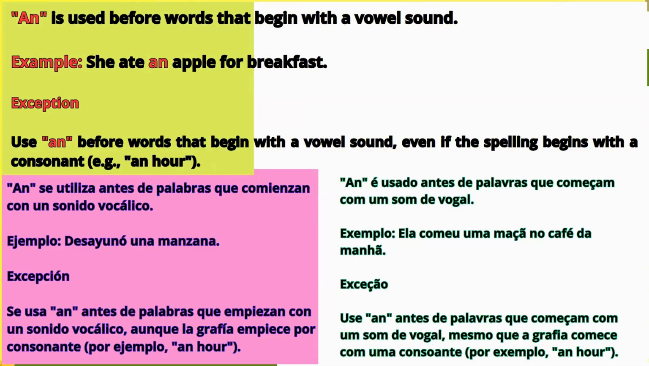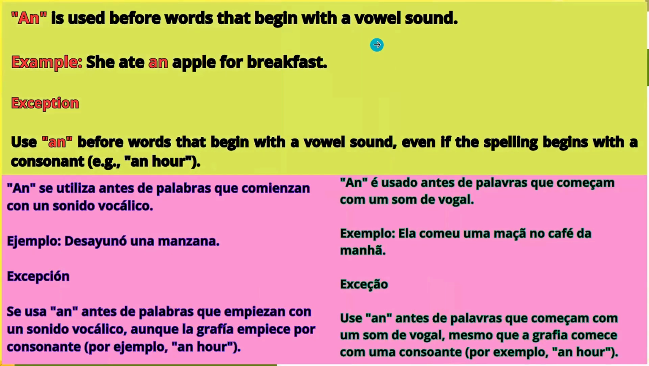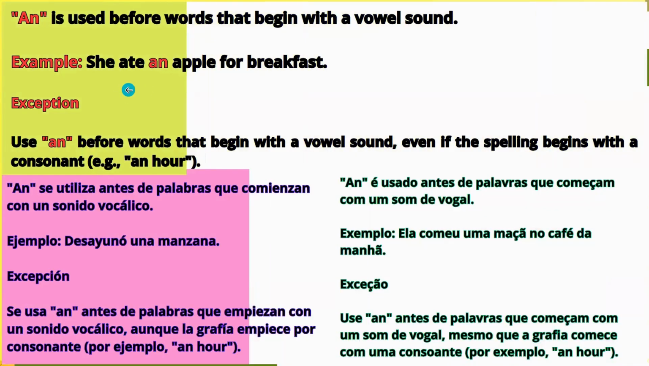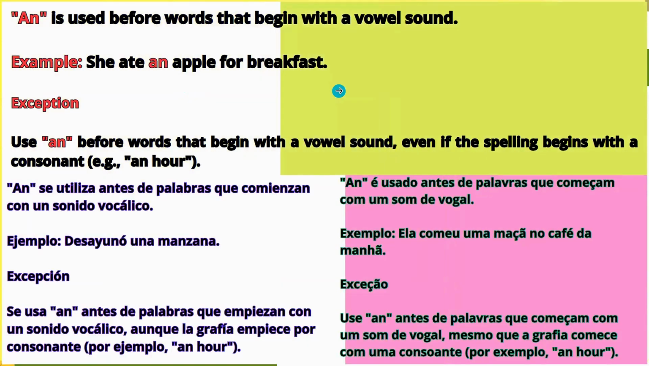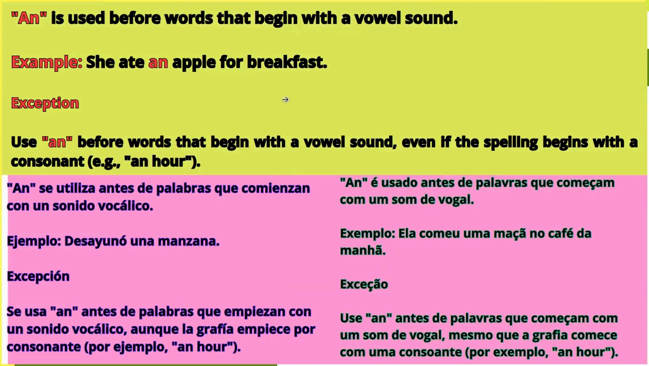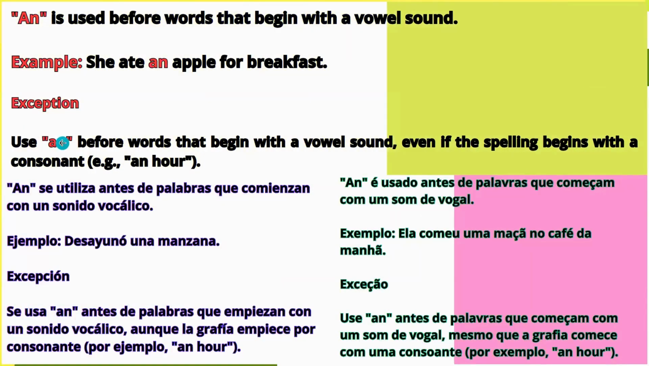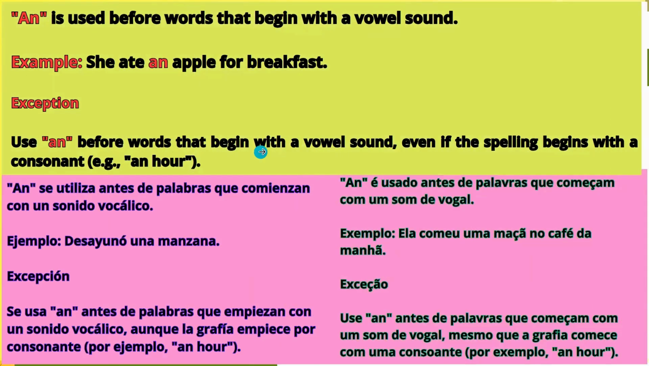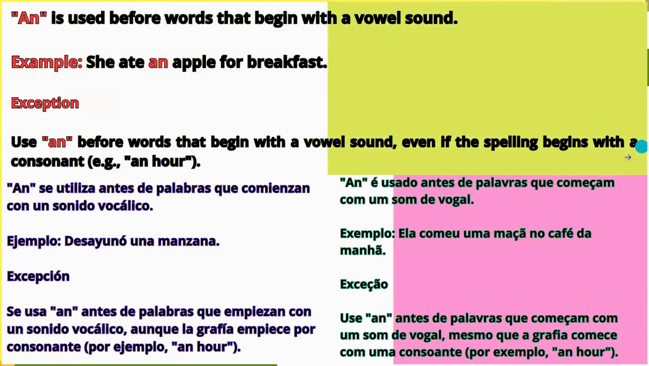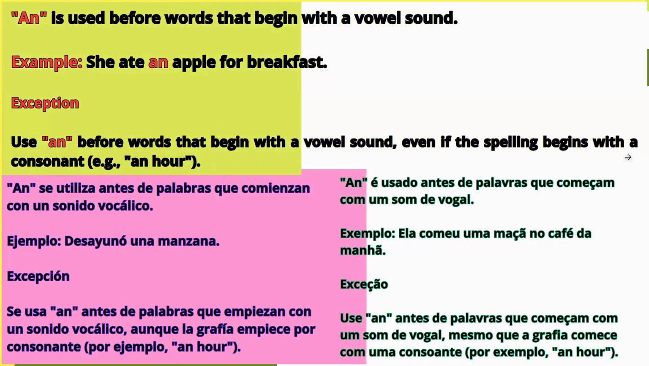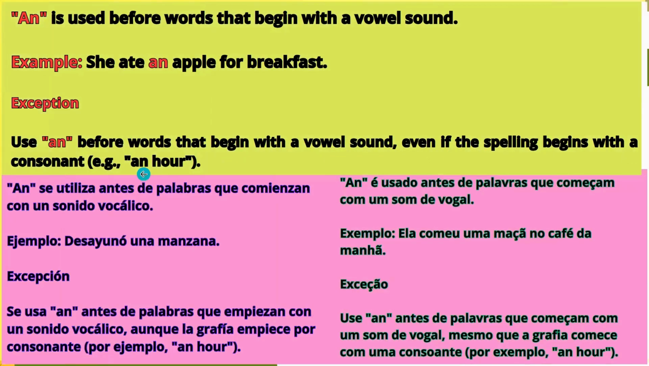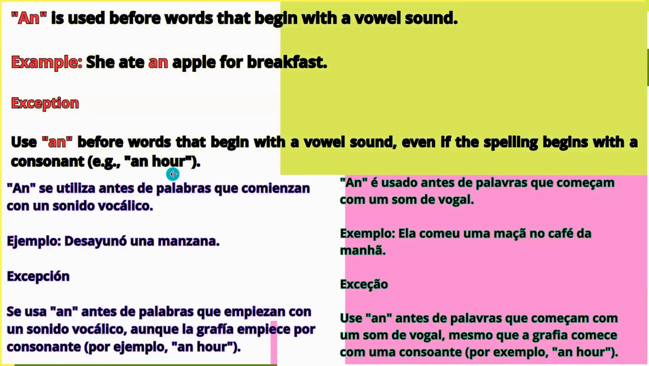An is used before words that begin with a vowel sound. For example, she ate an apple for breakfast. With the exception, use an before words that begin with a vowel sound, even if the spelling begins with a consonant. For example, an hour.